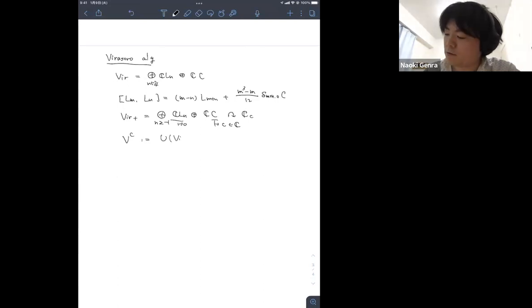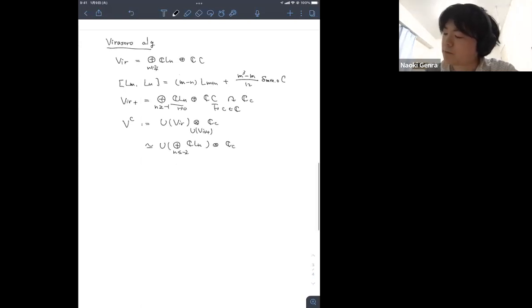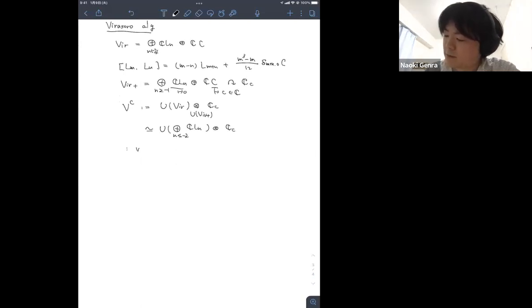It is an induced module, or maybe called the Fock module of the Virasoro algebra. Also using the PBW theorem, as a vector space it is spanned by L_{-n} with n at least two. And yeah, this is also a vertex algebra, and this is called the Virasoro vertex algebra. And this c is called the central charge.